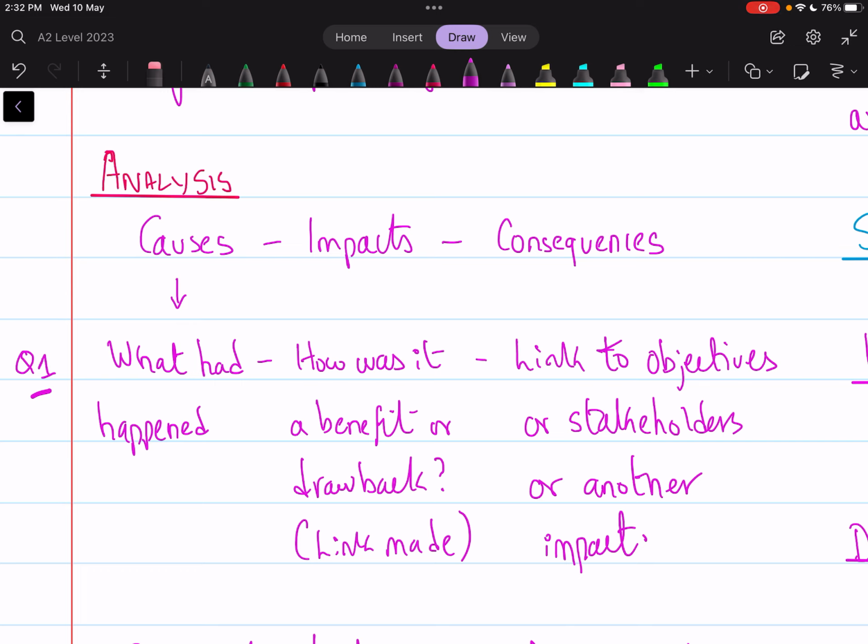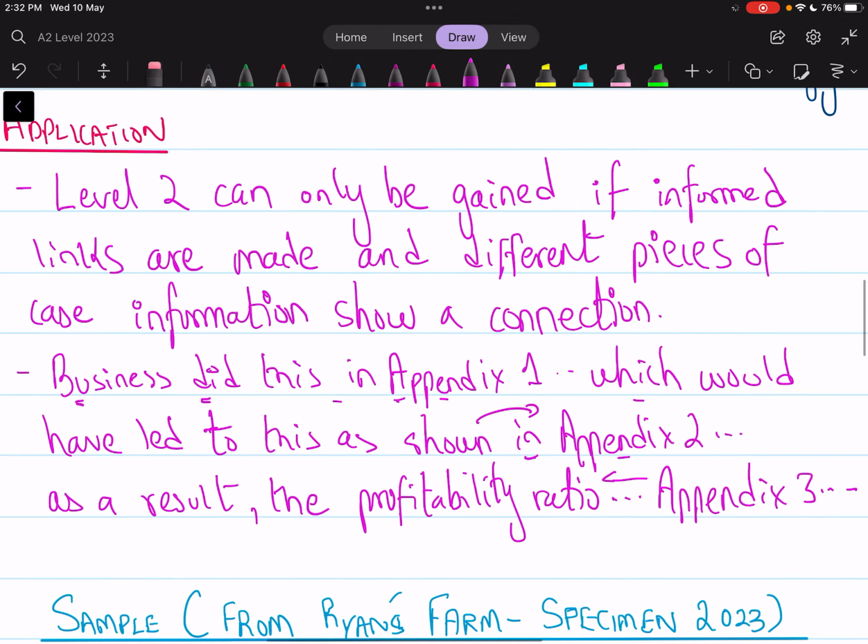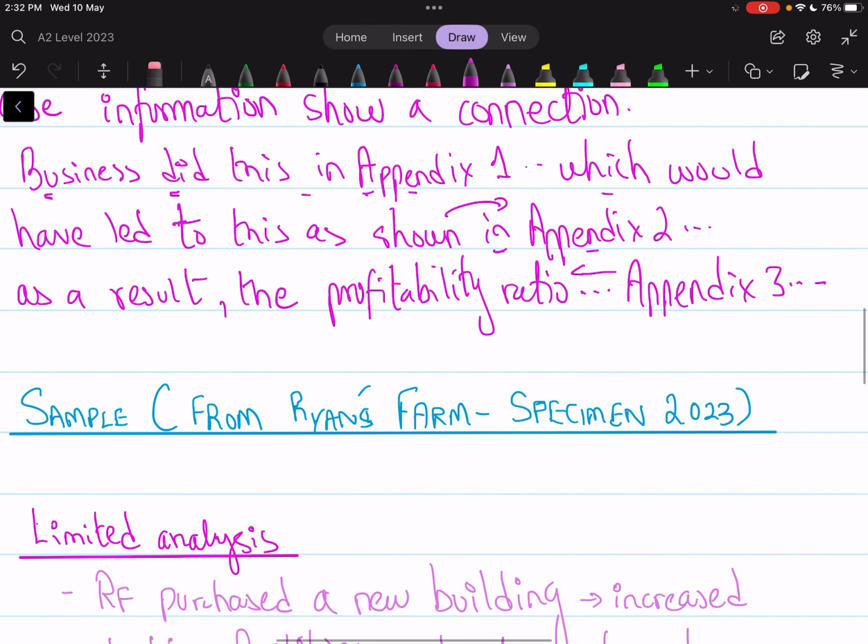So analysis would involve these 3 steps. A detailed video of analysis is also recommended to watch before continuing with this video. So you can follow analysis in these 3 steps. And let me show you an example where a candidate shows a limited analysis and another candidate shows a developed analysis. So for example, I'm going to use Ryan's form, the specimen paper.